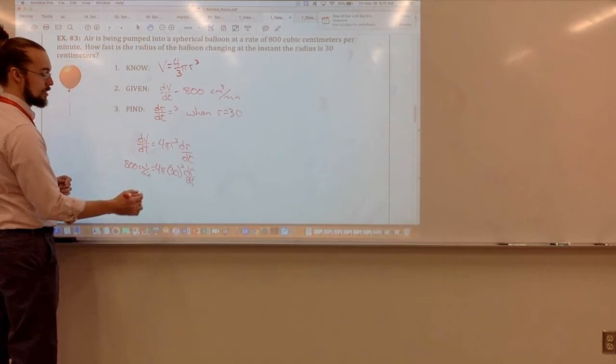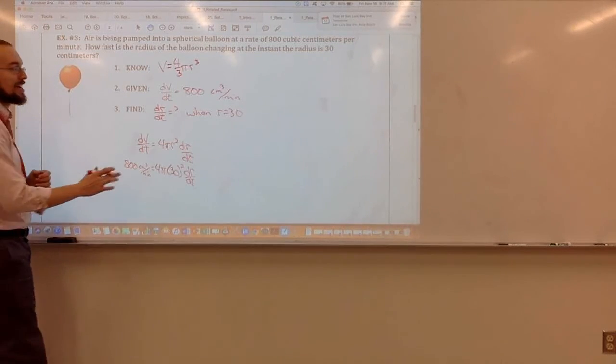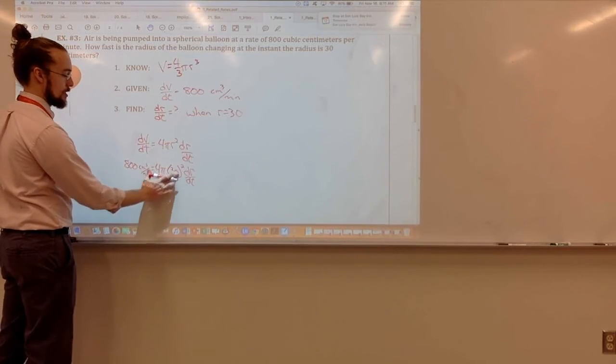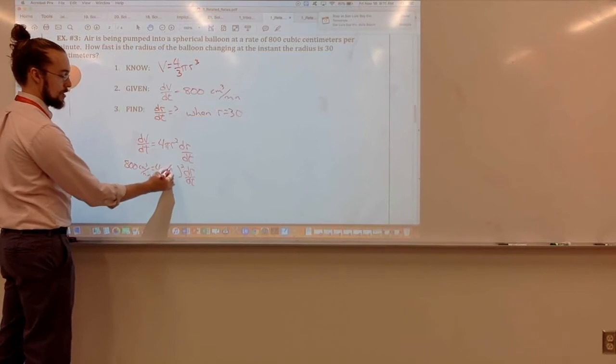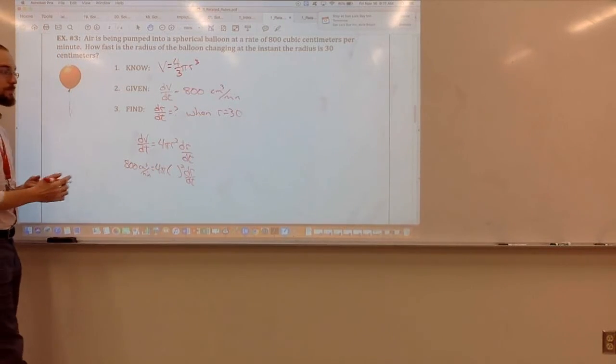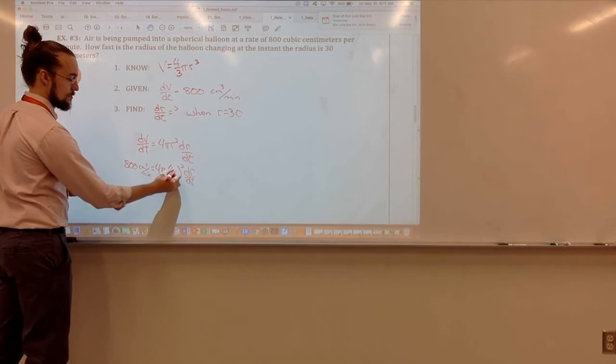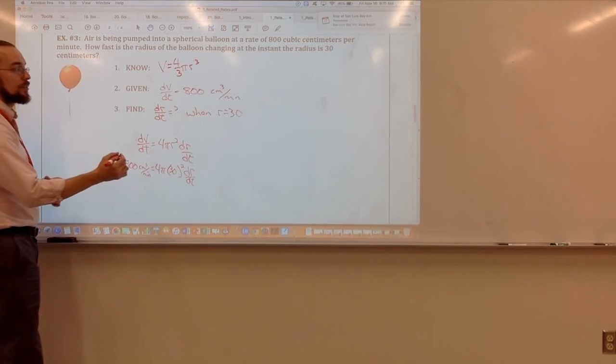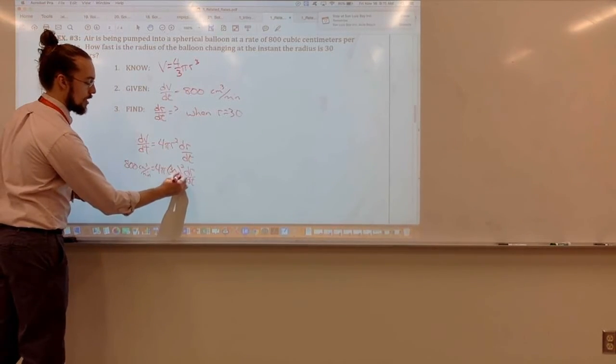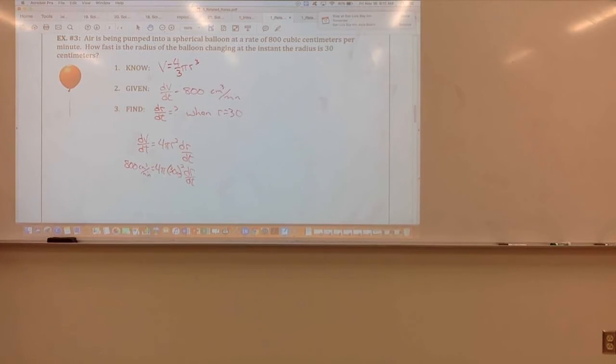This looks too much like chem. I want to cry. Is this on the calculator portion? This would probably be fair game to not be on the calculator portion. I mean, you should be able to do 30 squared. It should be like 900.